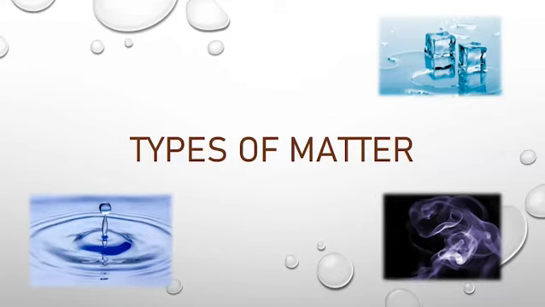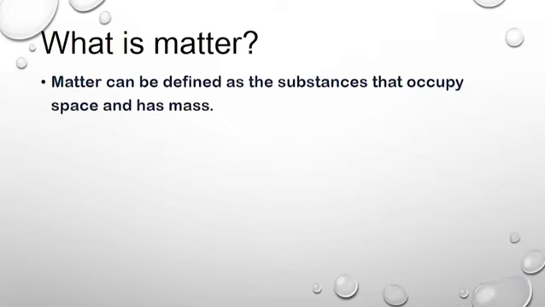In this video, we are going to discuss the different types of matter. First of all, let's get an idea about what's meant by matter. Simply, matter can be defined as the substances that occupy space and have a mass. For example, your phone is a type of matter. Even the water you drink, the air you breathe, everything around us is made of matter.